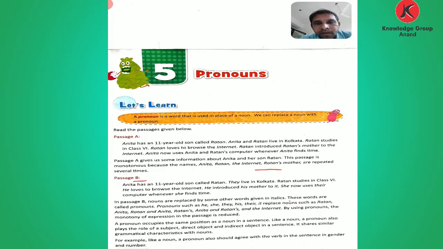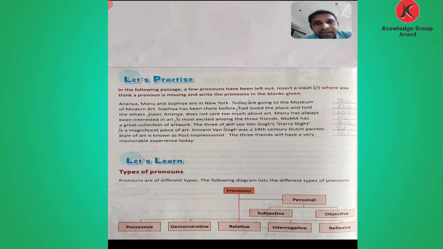Now see the second page. Here are given the types of pronouns, and after that we will discuss these blanks. Here is given the exercise. First we discuss the types, then we go on to the exercise. Types of pronouns: how many types are there? See, here the pronouns and their types are given. Pronouns are of different types. The following diagram lists the different types of pronouns. The title is Pronoun, then types of pronoun.